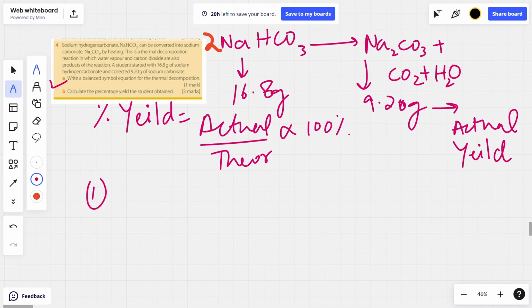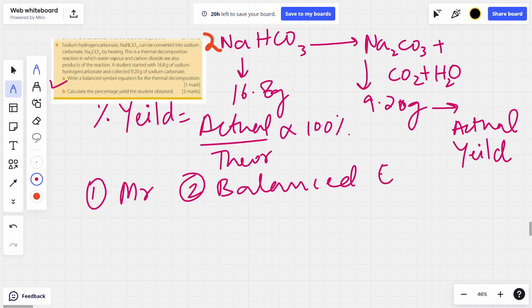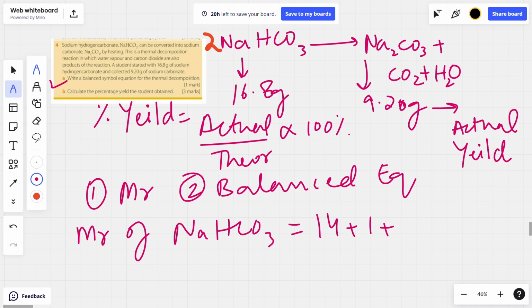So in order to find out the theoretical yield, we must know two things. What are the two things? First, formula masses of reactants and products. Second, the balanced chemical equation. We have the balanced chemical equation. Now we will find out the formula masses of the reactants and the products. So the molar mass or formula mass of sodium hydrogen carbonate is 14 plus 1 plus carbon 12 plus 16 multiplied by 3. So that would be equal to 84.